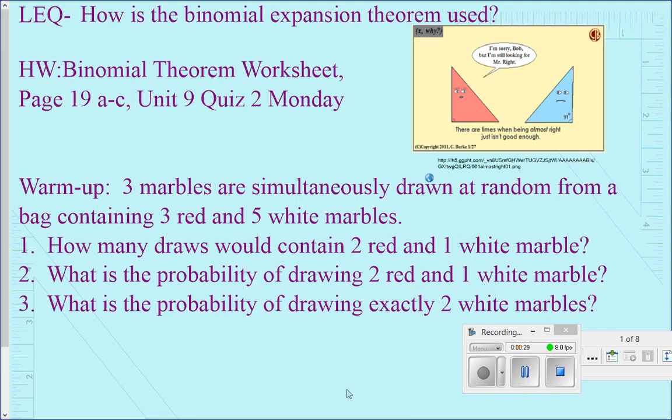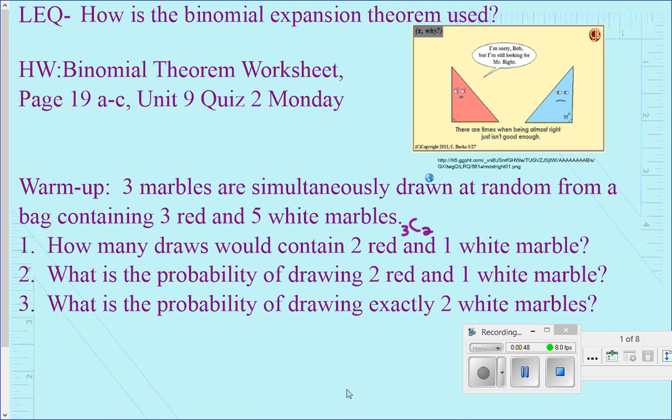So first of all, how many draws would contain 2 red and 1 white marble? Well, I'm picking marbles. I can't repeat, and the order doesn't matter to pick marbles. So hopefully you realize that's a combination. So I'm picking 2 red from the 3 red. So that would be 3C2.